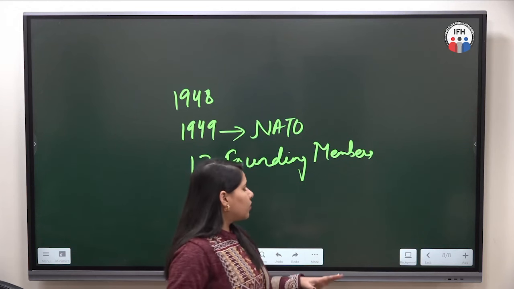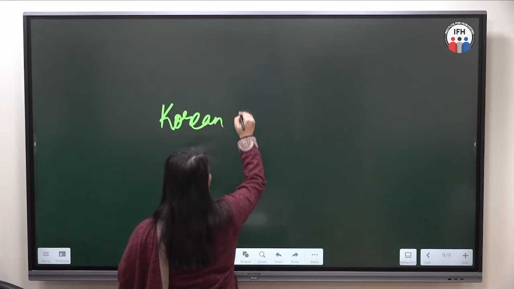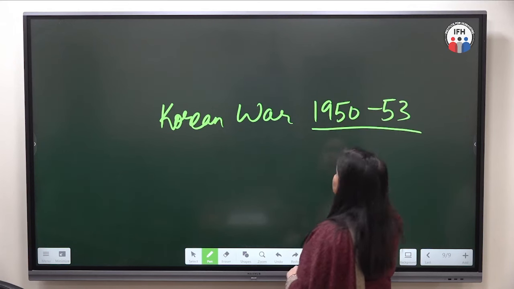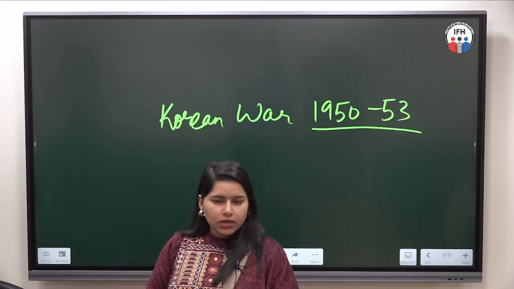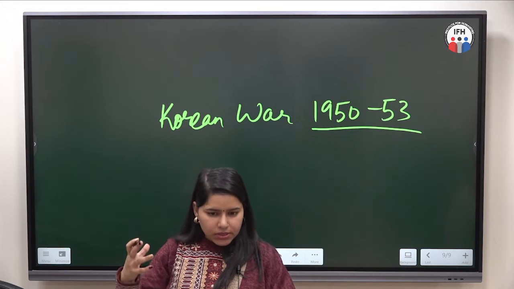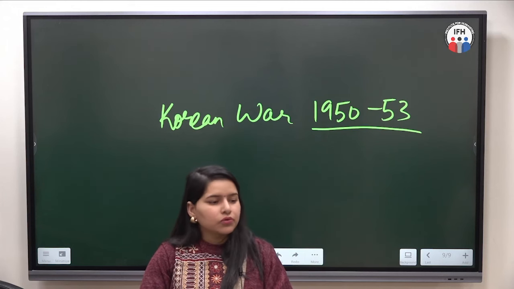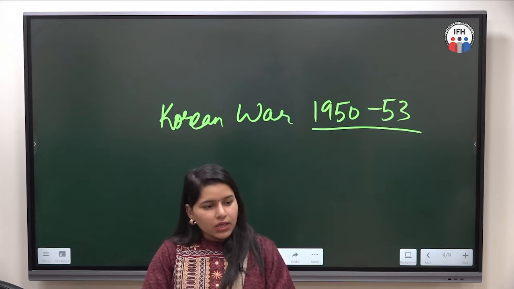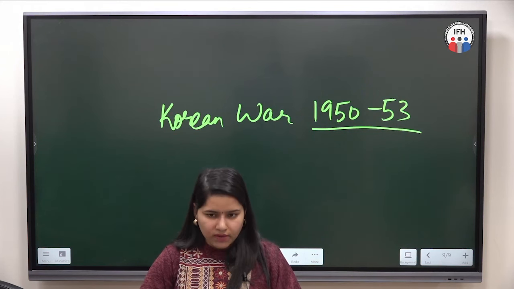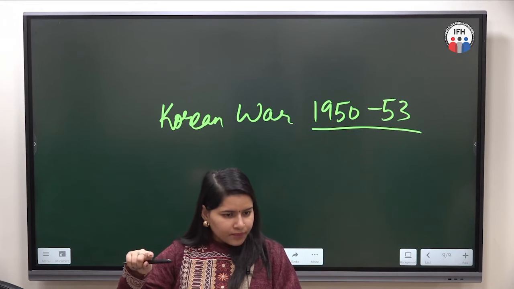Then the Korean War. Now the Korean War is also an important feature of the Cold War. What is the timeline of the Korean War? 1950 to 1953. What happened? The Soviet Union and China started supporting communist North Korea to invade South Korea. And South Korea was under whom? Capitalist US. So in response to North Korea invading South Korea, the US went to the UN, because they were not fighting directly, so through the UN they were fighting in Korea.